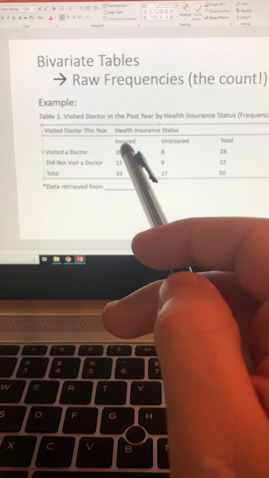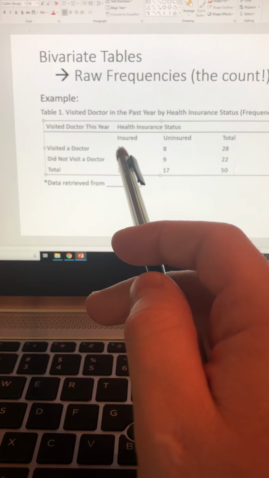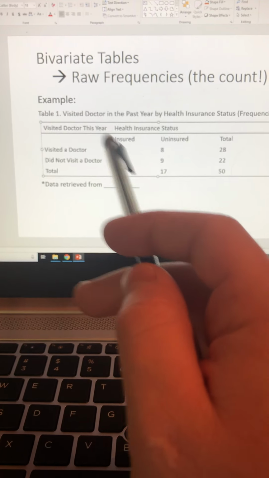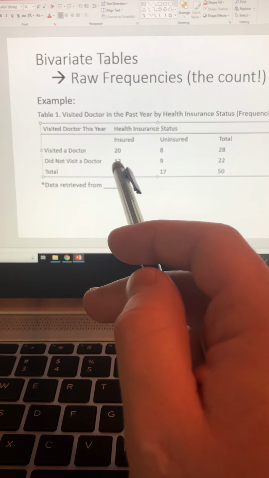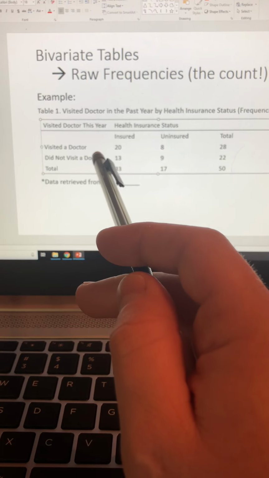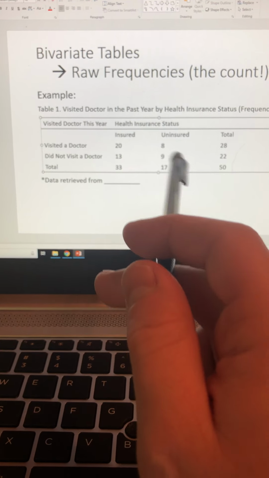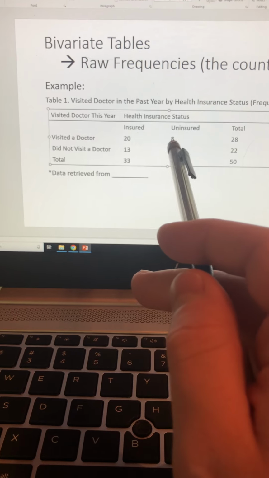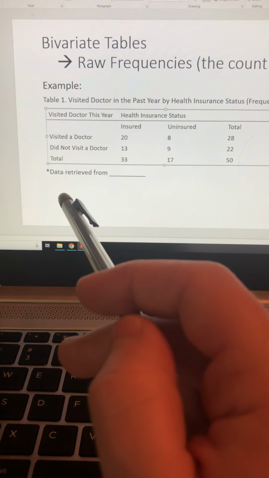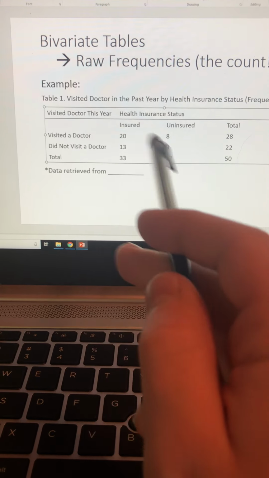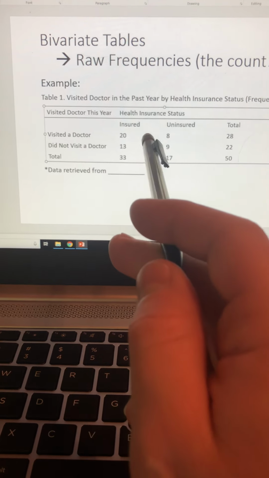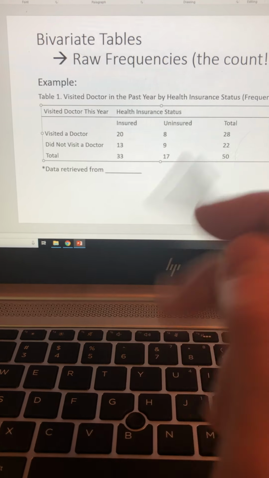It's the cells that are different, because these 20 people are people who are insured and visited a doctor. These 13 were insured and did not visit a doctor. So again, of these 50 people in here, we break them down between these 4 cells, right? So there's 50 people total in the sample. And here's how they're broken down between insured and doctor visits.